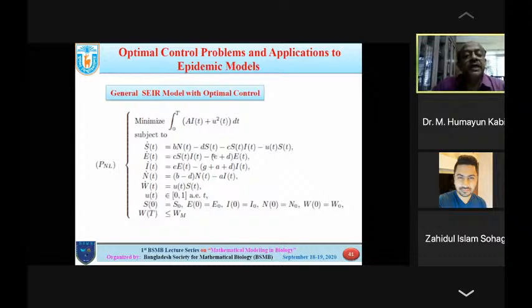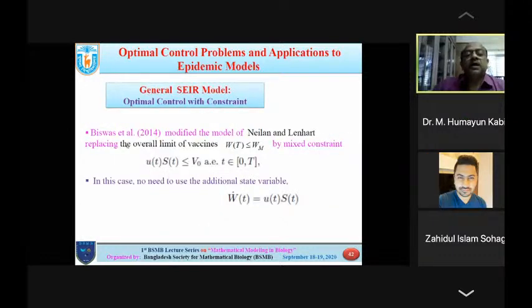So this is the total number of population. And you can see here W dot, this is actually our isoperimetric constant. So this is immediately another state variable, that is another differential equation. So nothing is new here.